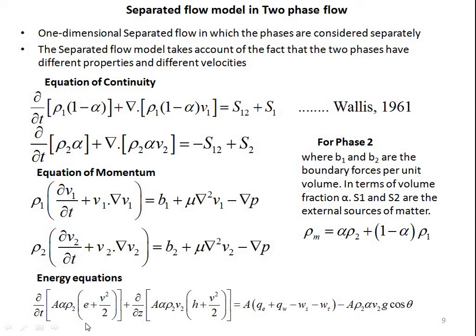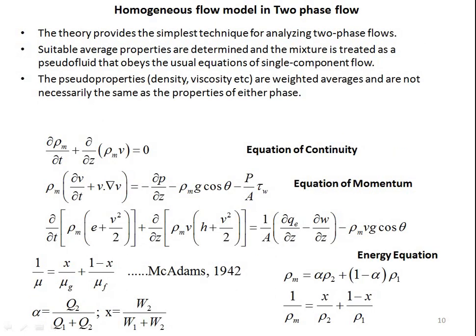In a similar manner, we can derive the energy equations for the phases separately. Now, the second most popularly used model is the homogeneous flow model in two-phase flow. What does this theory provide? The theory provides the simplest technique for analyzing two-phase flow. Suitable averaging properties are determined, and the mixture is treated as a pseudo fluid that obeys the usual equations of single component flow. Here the pseudo properties, such as density and viscosity, are weighted averages and are not necessarily the same as the property of either of the phases.